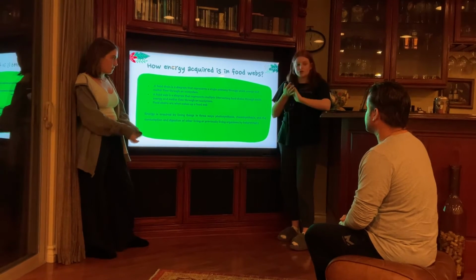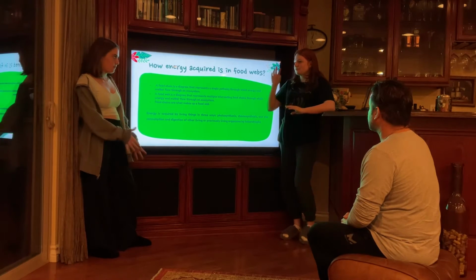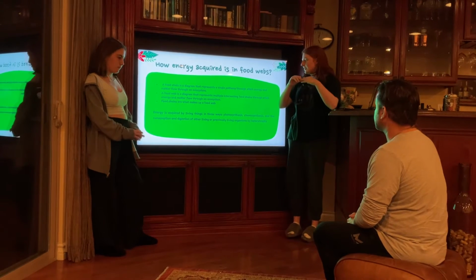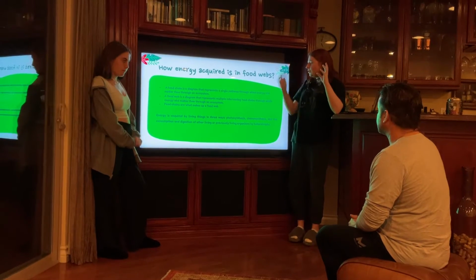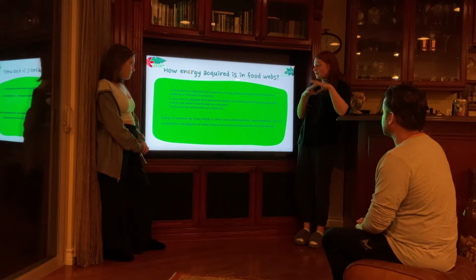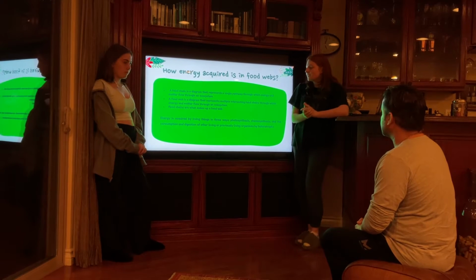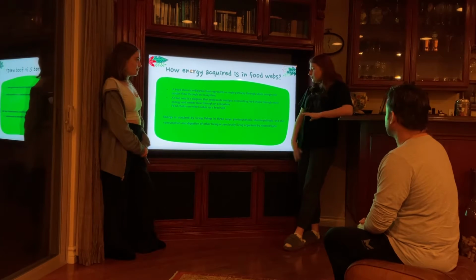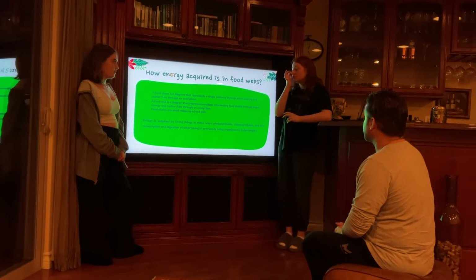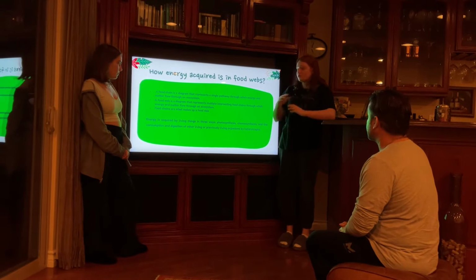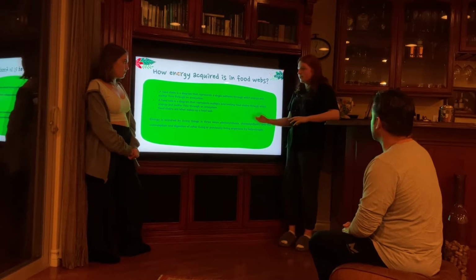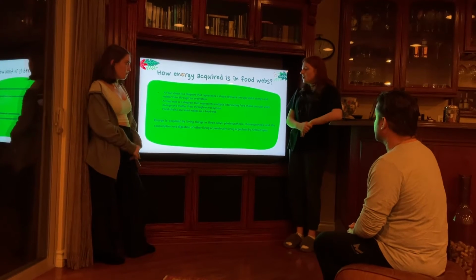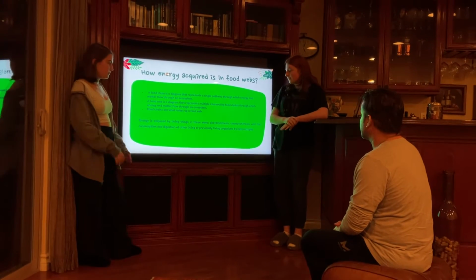So how is energy acquired in the food webs? There's the food chain and there's the food web. A food chain is a diagram that shows a single pathway through which energy and matter flow through an ecosystem. And a food web is a diagram that represents multiple intersecting food chains through which energy and matter flow through an ecosystem. So food chains are what make up a food web. It's basically a bunch of food chains in the food web.